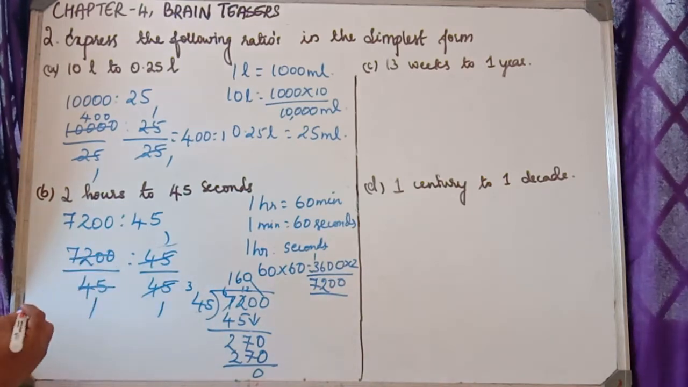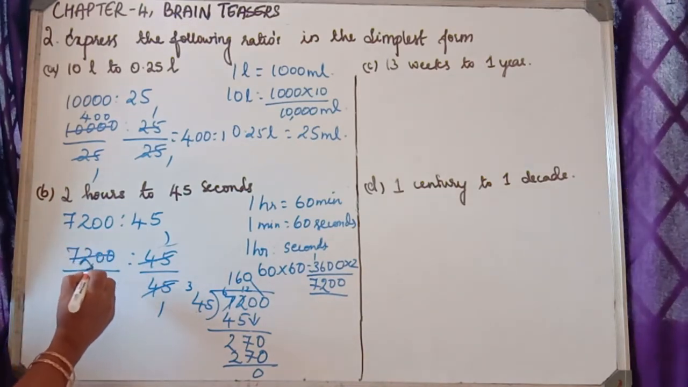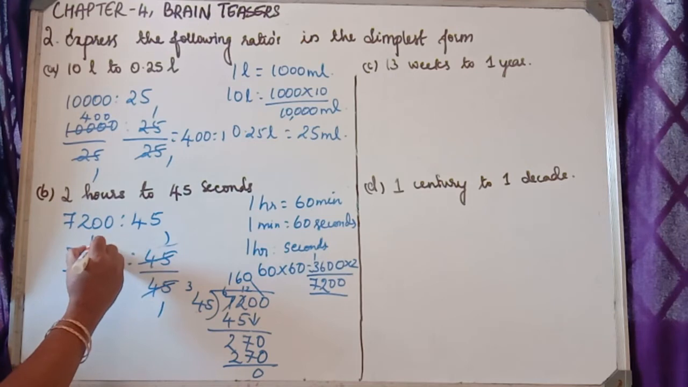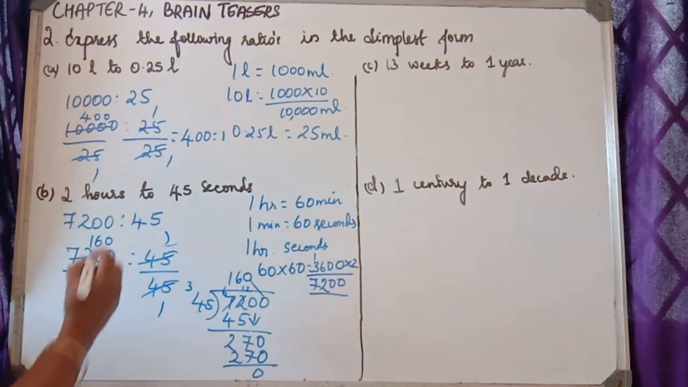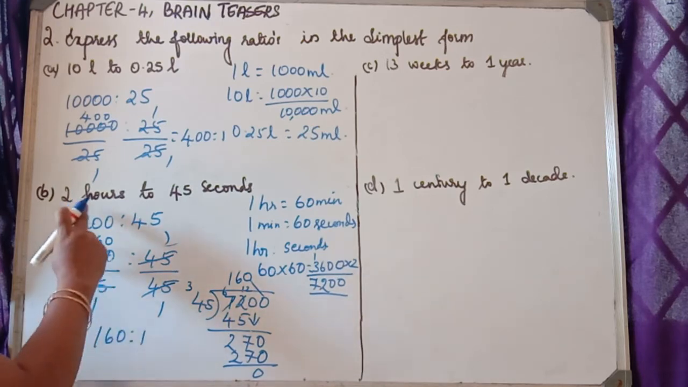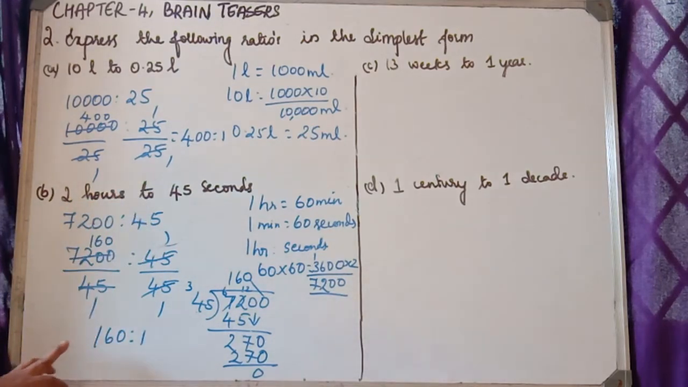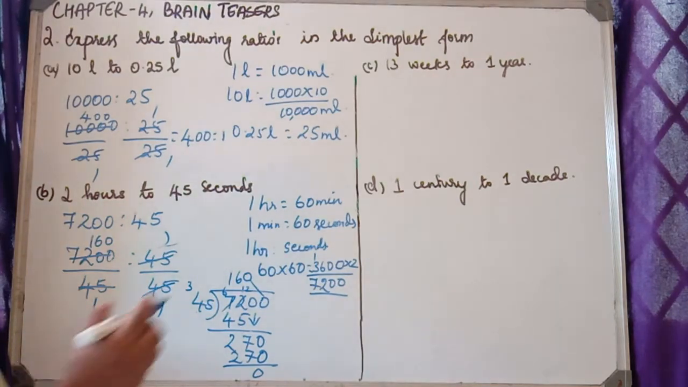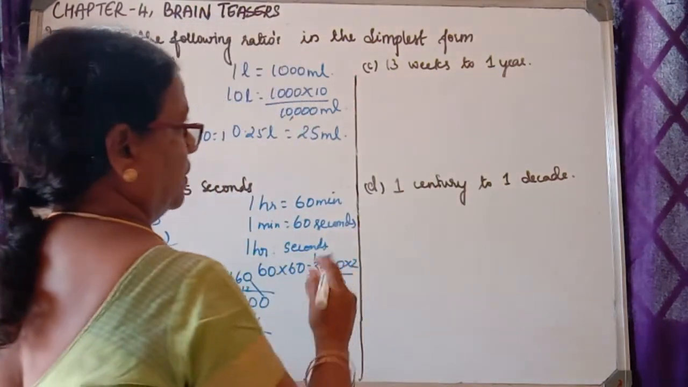So how many 45s are there in 7,200? 160. Now what is the ratio? 160 is to 1. 2 hours to 45 seconds is equal to 160 is to 1. Understood? Now we'll move to the third sum.